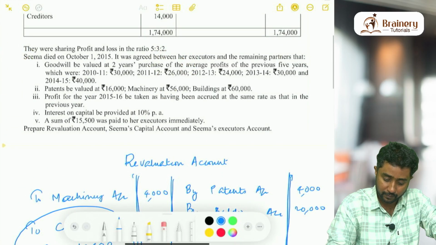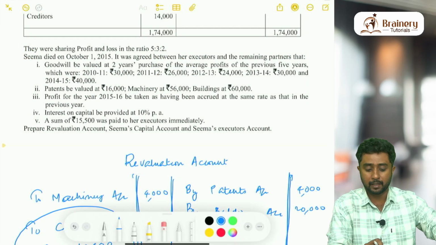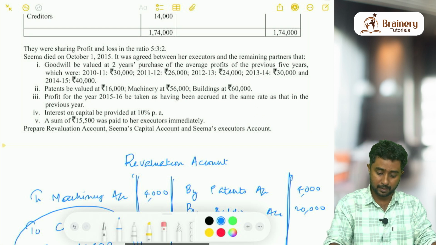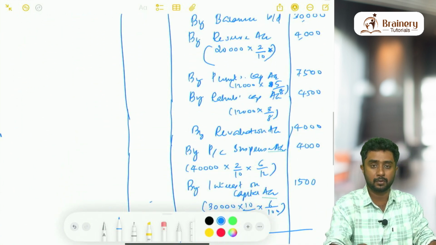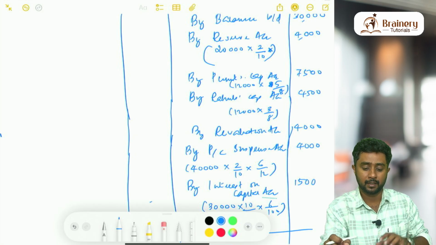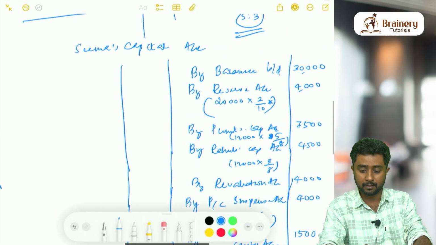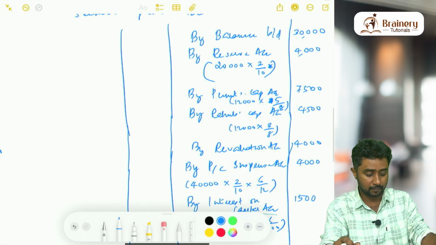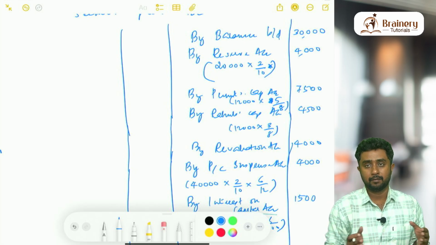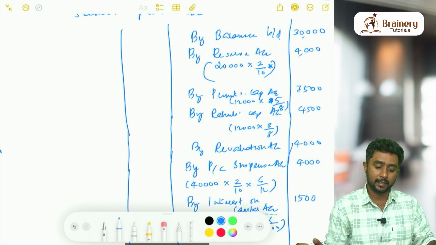Is there anything left? The next adjustment is talking about the payment that we are making to the executors of the deceased partner. The executors' payment will be shown only in the executors account, when we are preparing that. Here nothing else is left. So we will calculate the balance of this account. You are well aware of the balance. The balance we will be transferring to another account, which is known as the executors account.